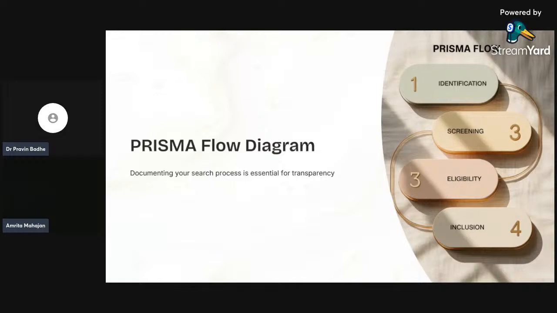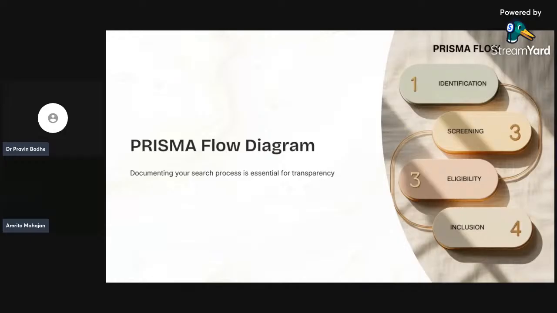So the next is the Prisma flow diagram. So what is it actually? The Prisma flow diagram has four main stages. The first is identification. It's how many records you have found, from databases, registers, or websites. For example, we found 500 papers in PubMed and 300 in Scopus. So that will be the identification.